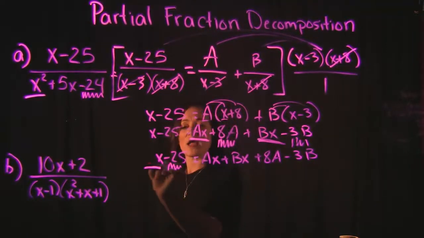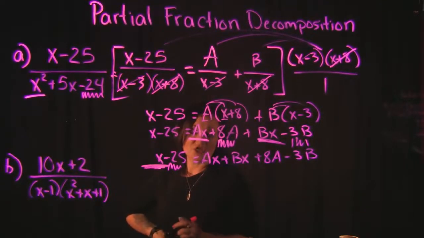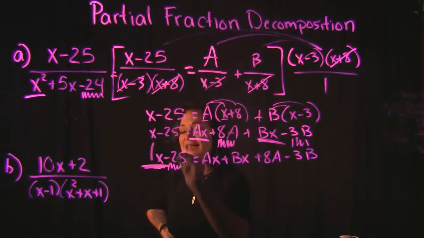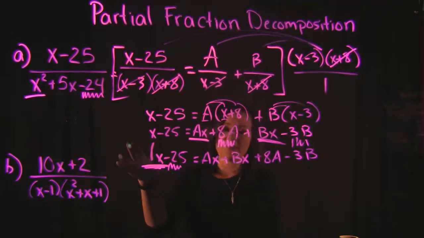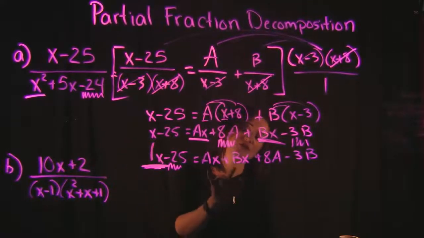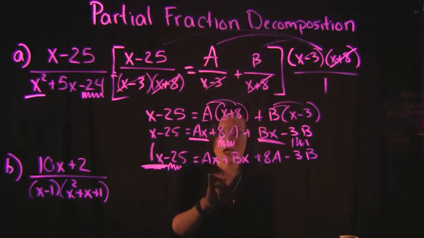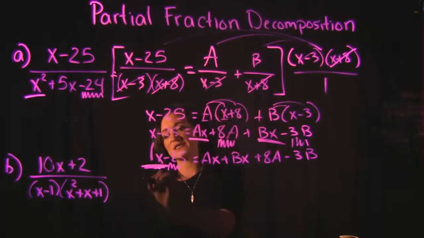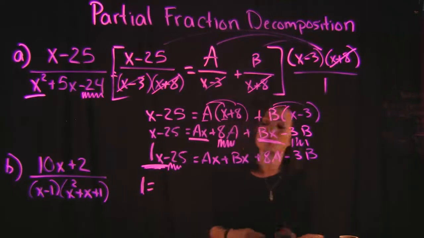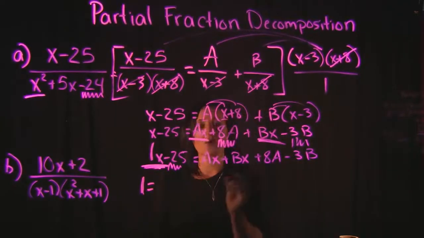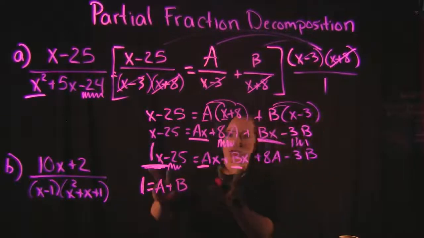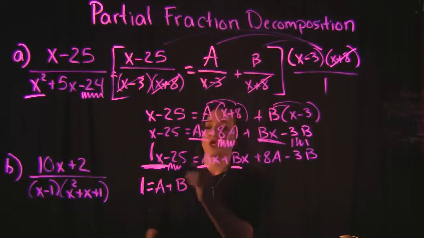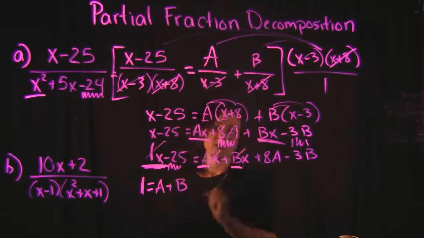This is how that works. We're going to take our x term here. This is just x, or more specifically a 1x. We're going to take the coefficient of our x term on the left-hand side and set it equal to the coefficients of our x terms on the right-hand side. The coefficient of our x term on the left-hand side is a 1. We're going to set that equal to the coefficients on the right-hand side, which are a and b. So that's 1 equals a plus b, and that's my first equation. We're only looking at the x terms when we do this.